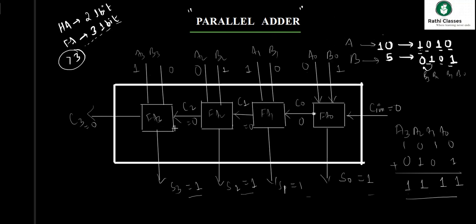So this is the way we performed addition of multiple-bit inputs using a parallel adder, by the concept of full adder. You need to keep in mind that for the maximum number of bits, that many full adders you need to use. Suppose it is a 5-bit input, then you need to use 5 full adders. If it is 6, then 6 full adders.